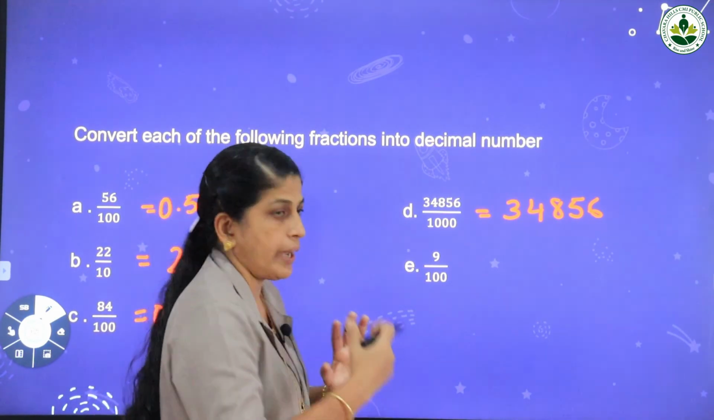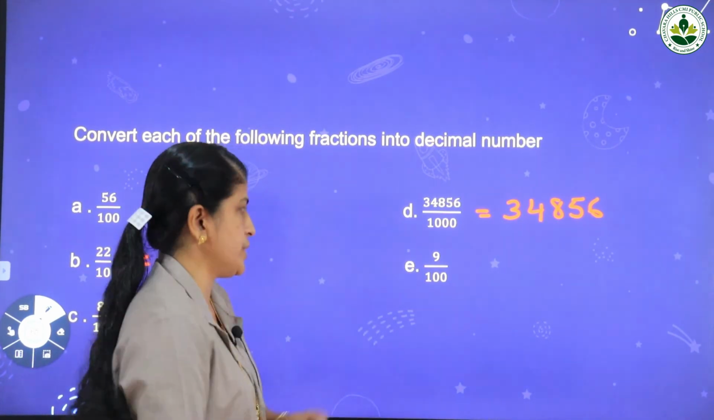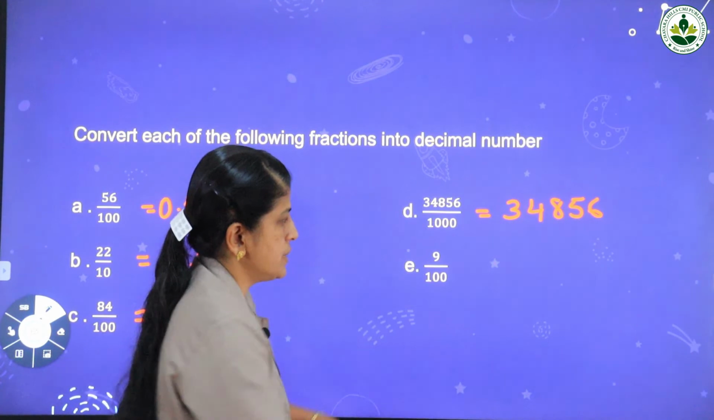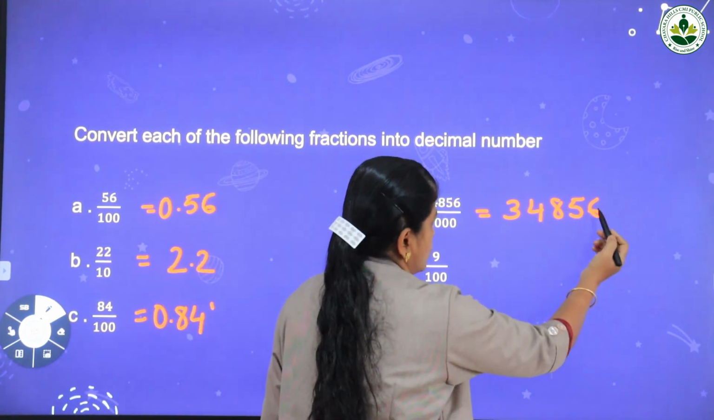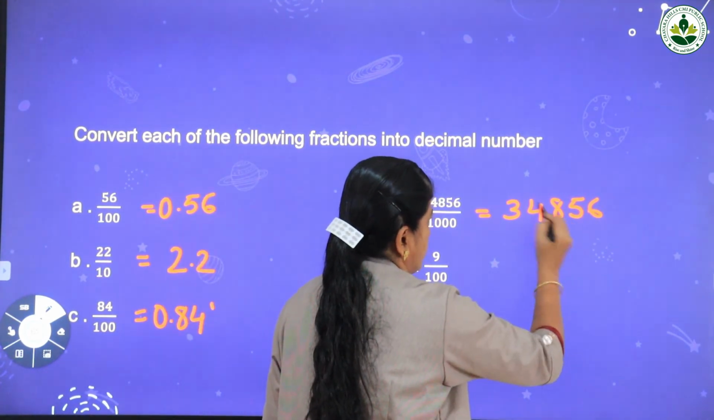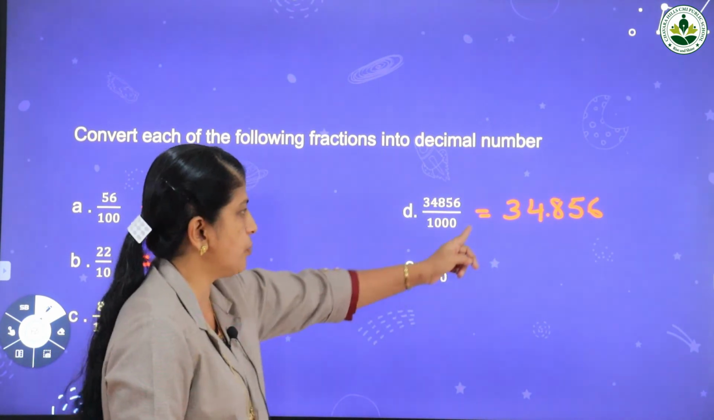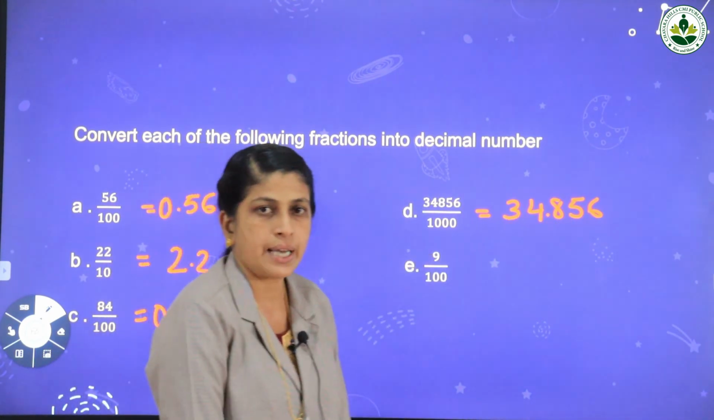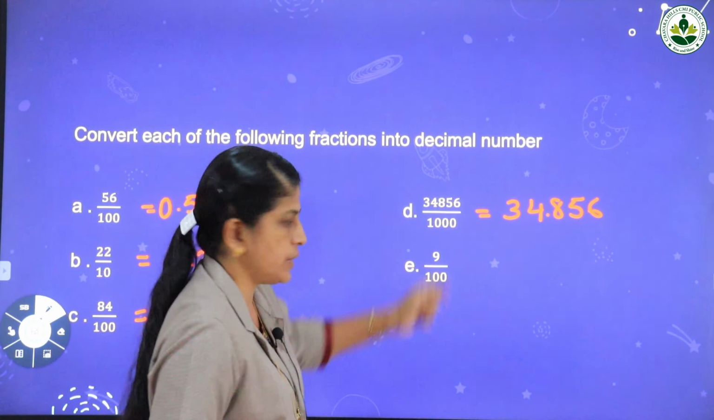Then decide where we should put the point. There are 3 zeros. Therefore, from the right side count 1, 2, 3. Put the point here. 34.856 is the decimal number equal to this number.